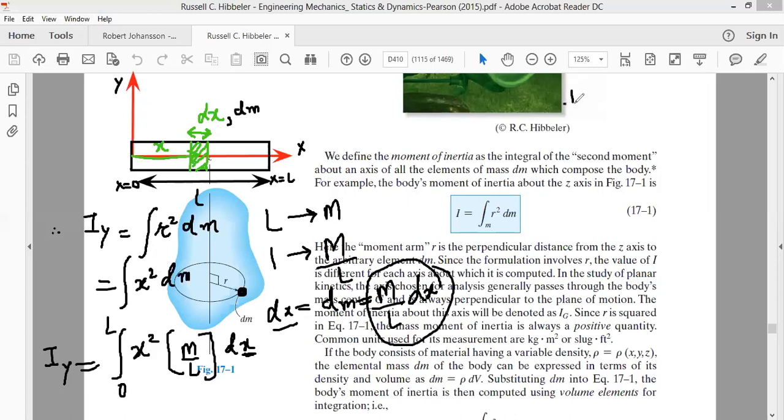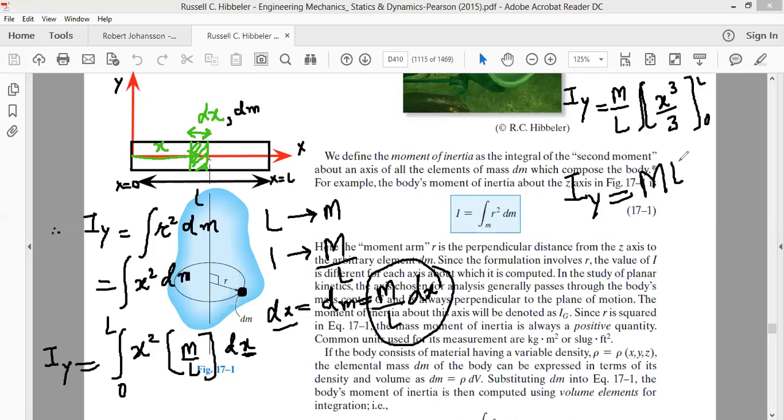Therefore the moment of inertia about the y-axis becomes: m is constant, L is constant, so m by L comes out of the integration. Then we have the integral of x square dx, which will be x cube by 3, with limits from 0 to L. So the moment of inertia about the y-axis becomes m L cube by 3L, that is m L square by 3. This m L square by 3 is the moment of inertia of the rod about the y-axis.